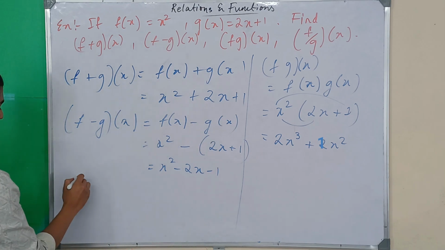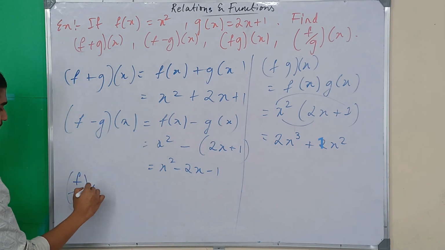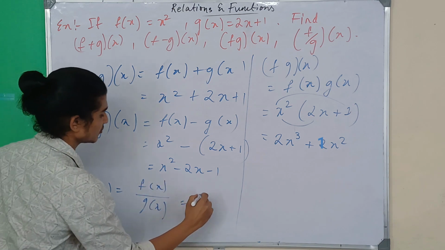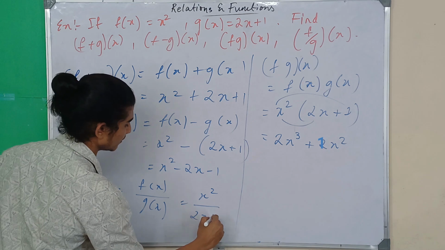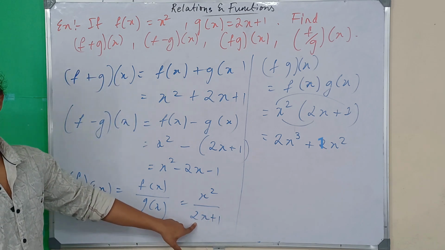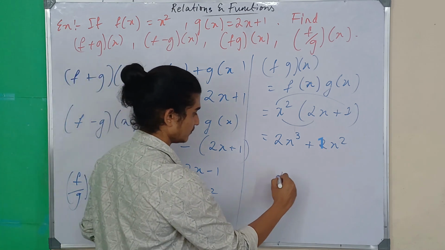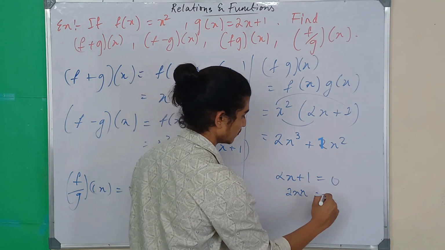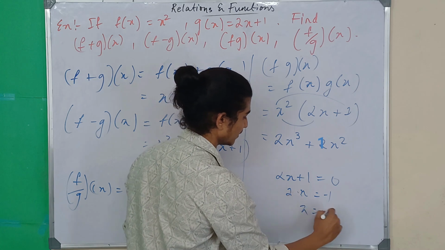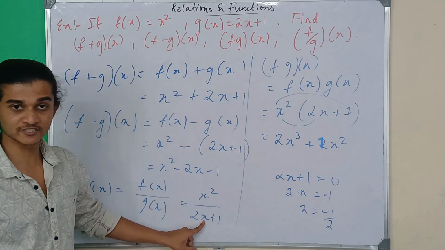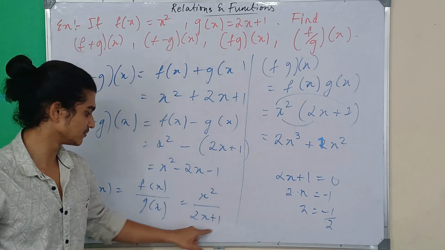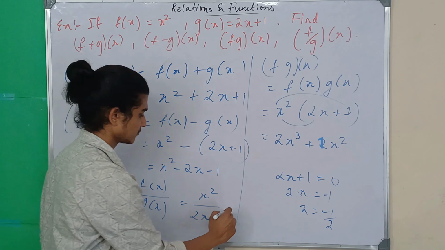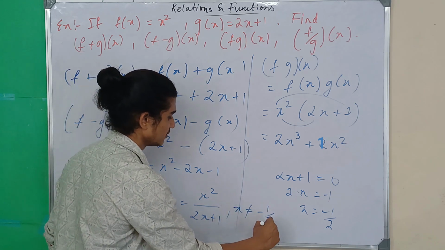The last one is f by g of x. So this is basically f of x divided by g of x. Our f of x is x square, our g of x is 2x plus 1. Now we need to make sure that this doesn't become 0. So when does this become 0? When 2x equals minus 1, so x equals minus 1 by 2. When the value of x becomes minus half, this becomes 0 and this turns into infinity. So we need to make sure that x is not equal to minus half. So this is the first one.